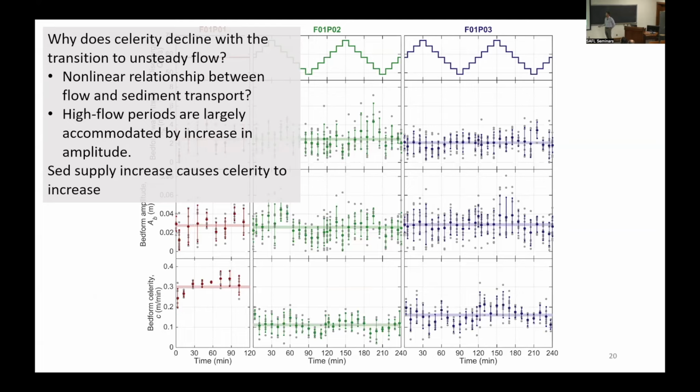So this raised some questions. Why do we think that this is happening? Why does the celerity, the speed of these things, go down? My suspicion is that it has something to do with the nonlinear relationship between flow and sediment transport. In other words, when we have low flows, lower than the average flow during phase 1, everything basically stops or slows way down, because you move much less sediment at a lower shear stress, and so that dominates the celerity signal. And then during high flow periods, rather than moving faster, these things get taller.